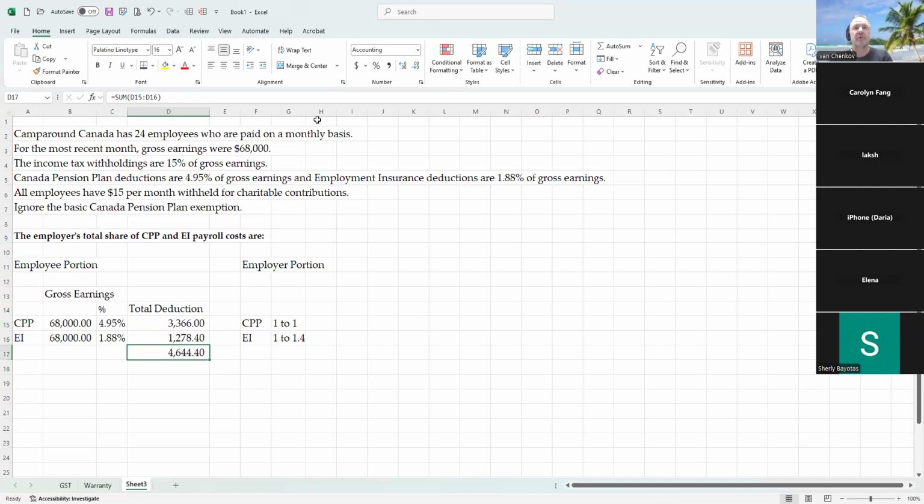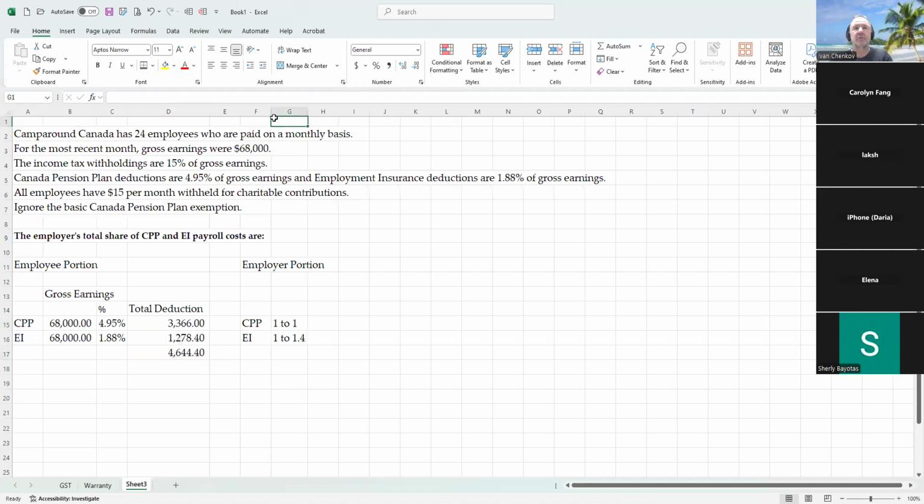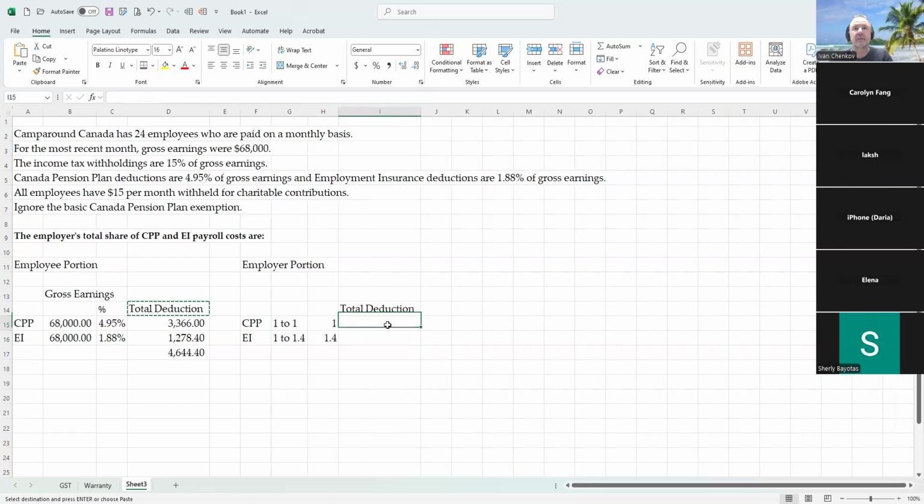How about the employer portion, which is the question asked? For the employer portion, whatever the employee pays, it is 1-to-1 for the first, and for the second the portion is 1.4. So the total deduction for the employer will be the employee amount times 1, and the next one is the employee amount times 1.4. So the total deduction for the employer in this case will be $5,155.76. Make sense?